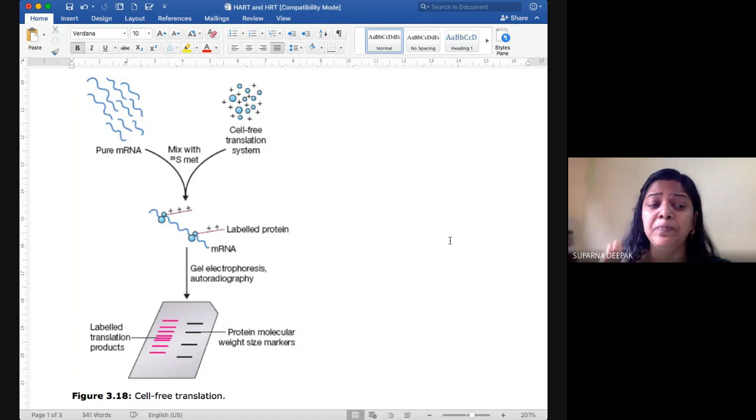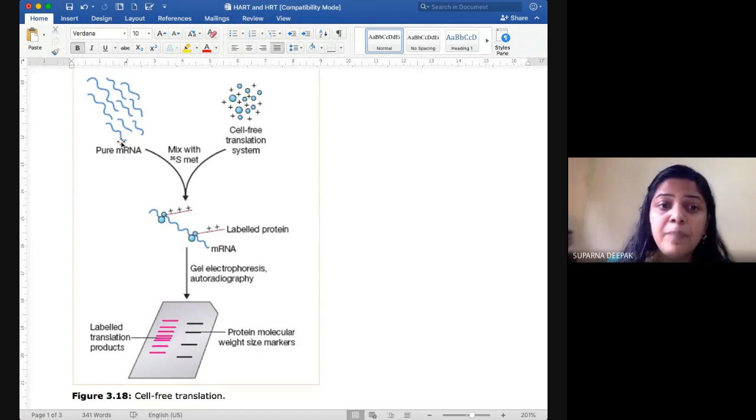Kindly note, students, here I am first explaining what is cell-free translation. I have not started with HRT or HART yet. So you have your purified mRNA. From where is this purified mRNA coming? It is coming from your recombinant cells. That purified mRNA you are putting into the cell-free translation system.